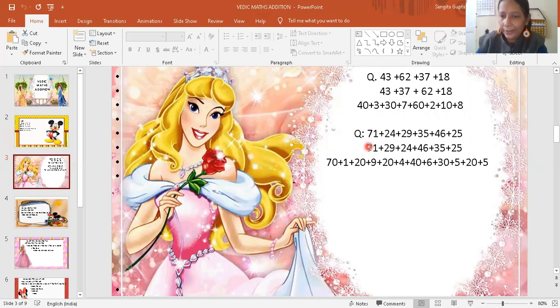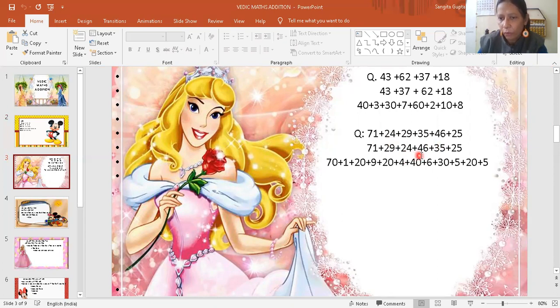Now look at the next question also. Again, for your convenience, look at this in the next question: 71. At the unit place, this 1 is here, and in these numbers 29, 9 is here, 1 plus 9. So I have rearranged these numbers only for convenience. Next is 24, and look at this 46.